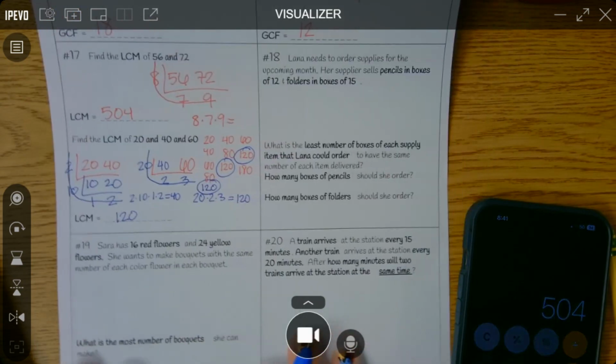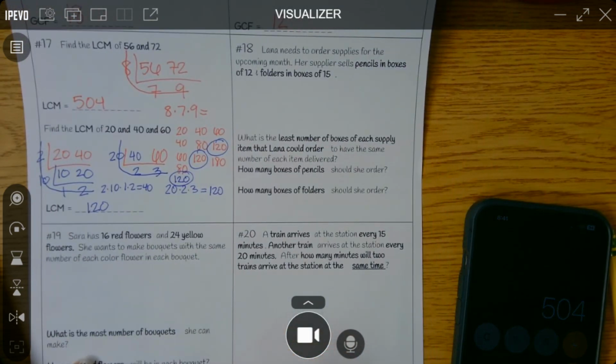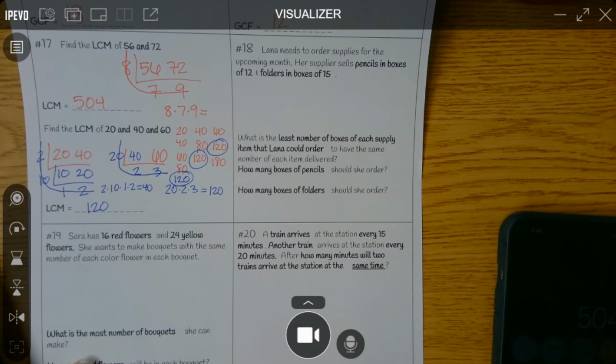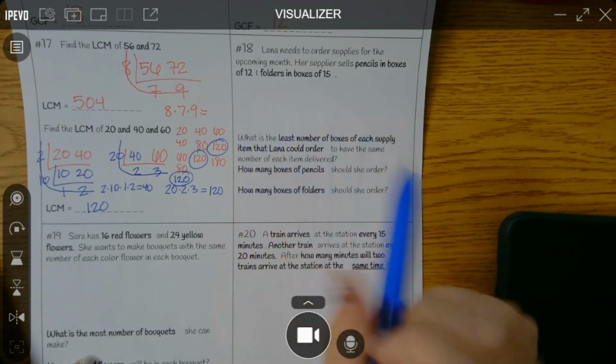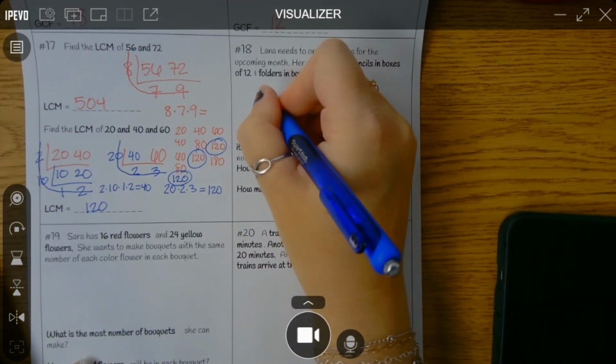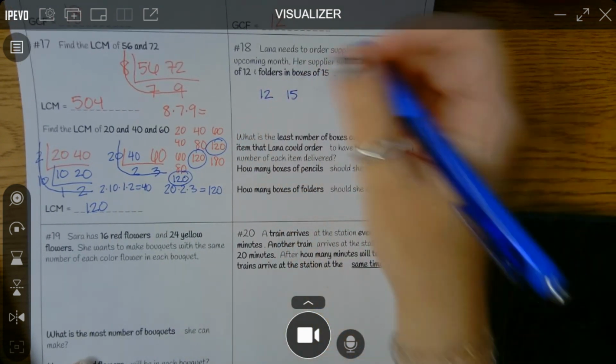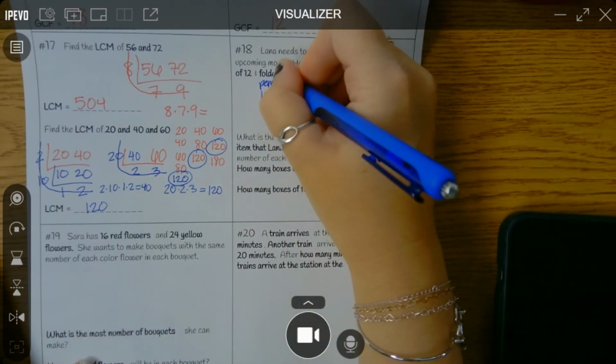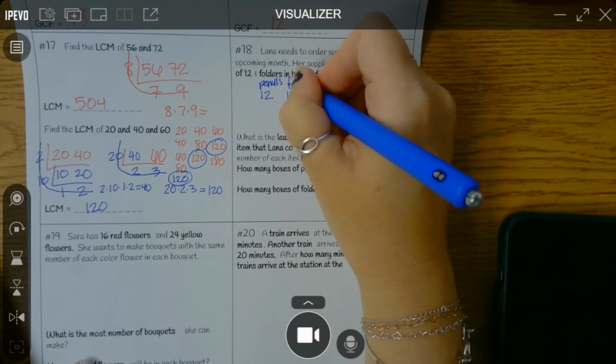Okay. Our next one says Lana needs to order supplies for the upcoming month. Her supplier sells pencils in boxes of 12 and folders in boxes of 15. What is the least number of boxes of each supply item that Lana could order so that she has the same number of each item delivered? Okay, so I want to have the same number of each item delivered, and they come in boxes of 12 and 15. So 12 and 15. 12 is talking about the pencils, and 15 is talking about the folders.